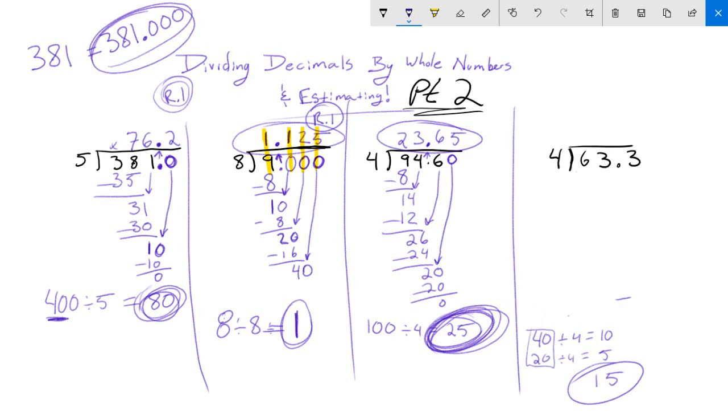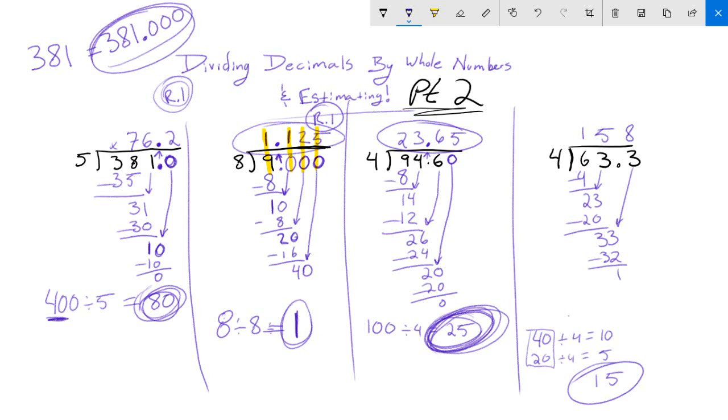All right, so let's hop to it. 6 divided by 4. So 4 goes into 6 one time. 4, subtract, 2, bring down the 3. 4 goes into 23 5 times. 20, subtract, 3, bring down the other 3. 4 goes into 33 8 times.